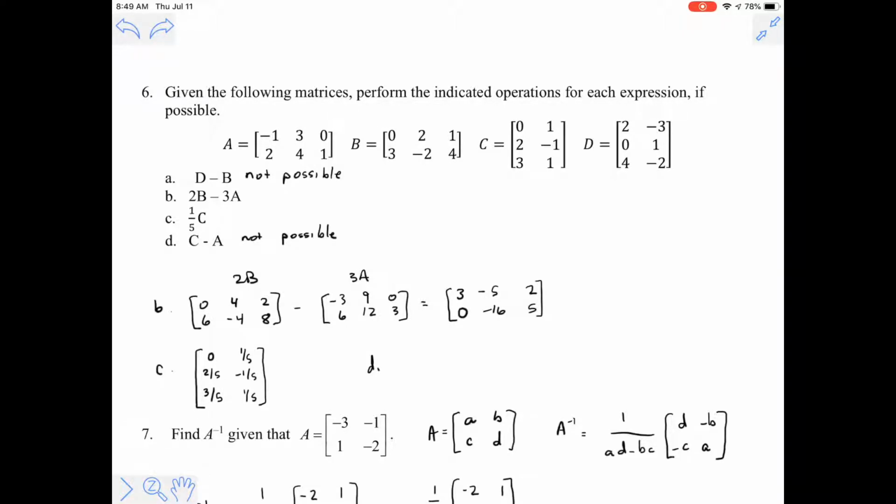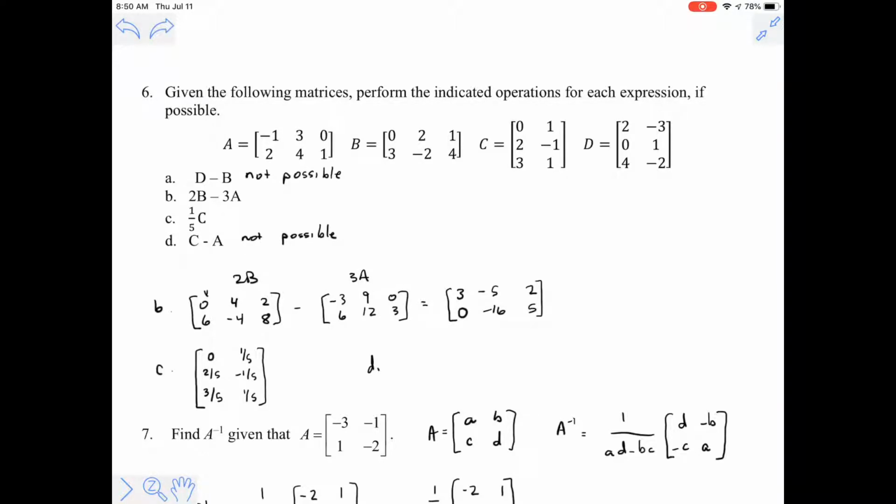For part B, this matrix here is 2 times B. I just took every entry in matrix B, multiplied it by 2. This matrix here is matrix A multiplied by 3. I just took every entry in matrix A, multiplied it by 3. And then you subtract corresponding entries. This entry subtracts with that entry. So 0 minus negative 3 would be 3. This entry subtracts with that entry, and so on.